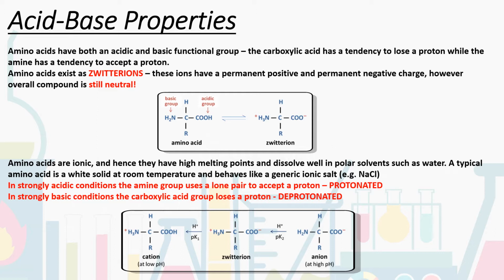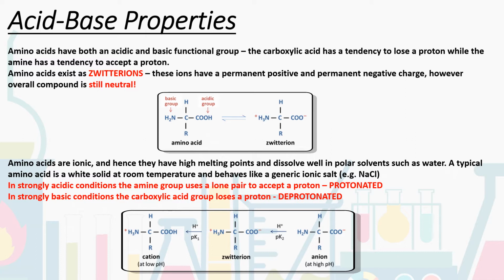And when this happens, we say that this is something called a Zwitter ion. And amino acids exist as Zwitter ions. These ions have a permanent positive and a permanent negative charge, but overall it's a neutral compound. And so amino acids are ionic, so they have high melting points. They dissolve well in polar solvents such as water. And so a typical amino acid is just a white solid at room temperature, and it behaves like general ionic salts, generic ones like sodium chloride.